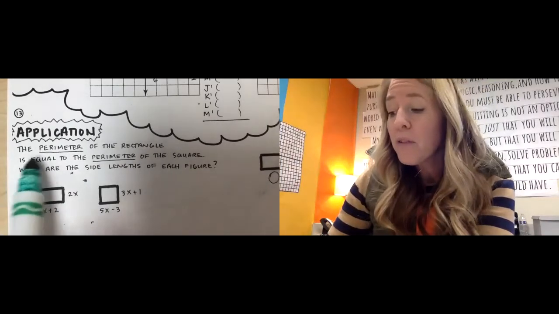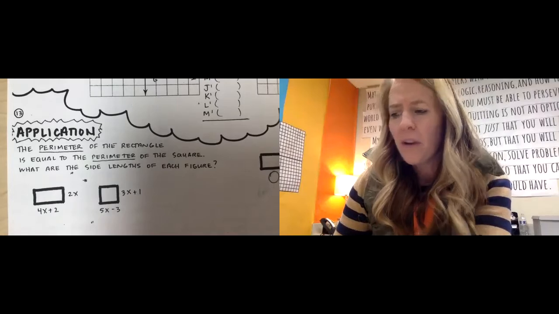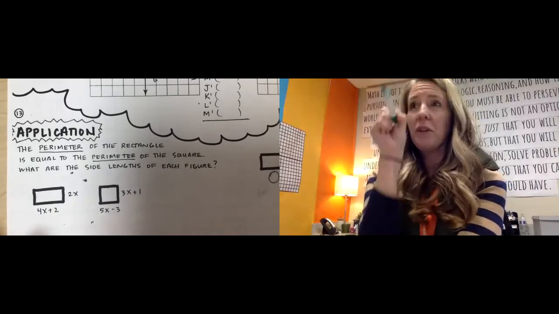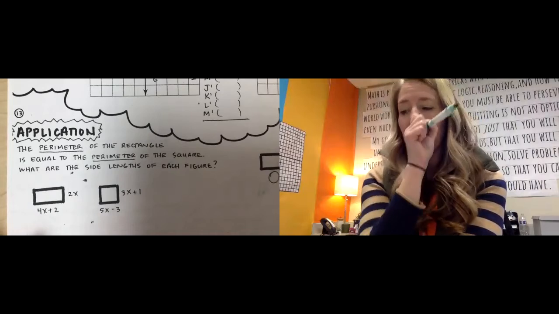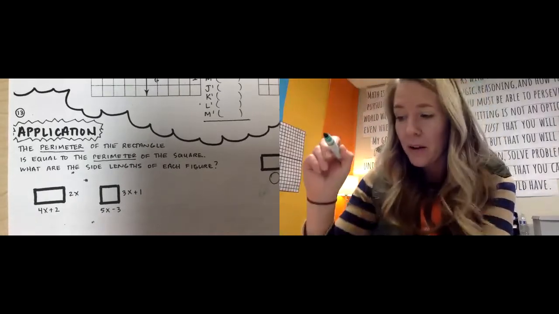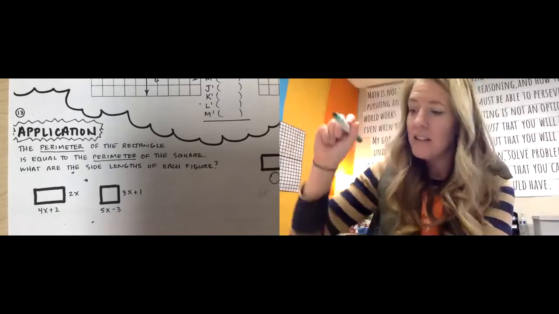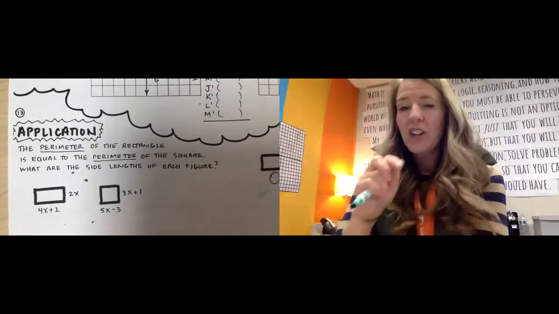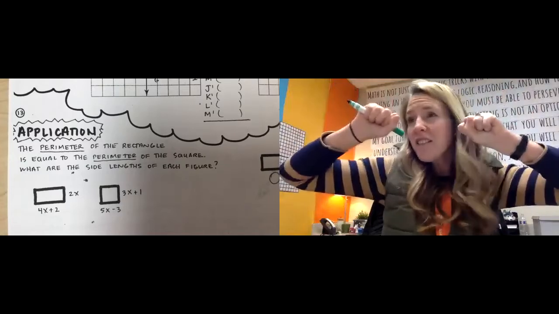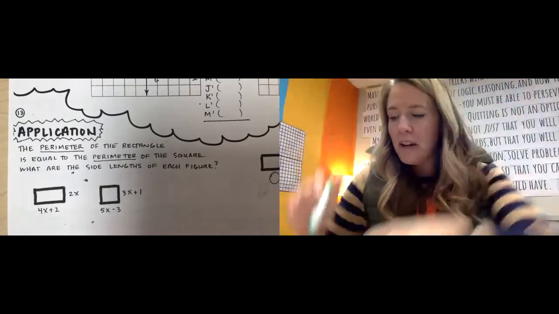All right, so this one says the perimeter of the rectangle is equal to the perimeter of the square. Ooh, perimeter. Remember I talked about Perry the platypus in class? He walks around the pool. Perry the platypus, Perry means around. So the distance around that rectangle is equal to the distance around the square. So if I take all the sides of this rectangle and add them up, and I take all the sides of the square and add them up, they're going to be equal to one another.